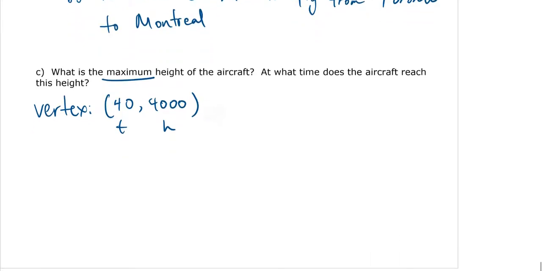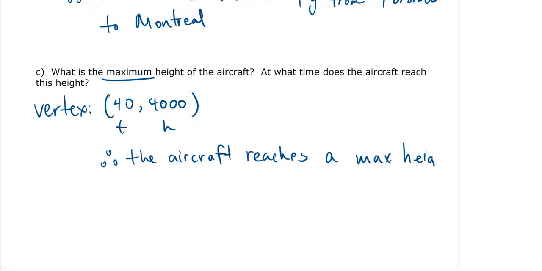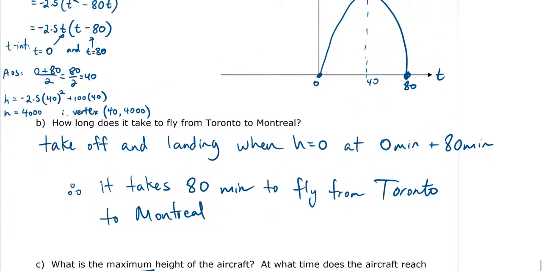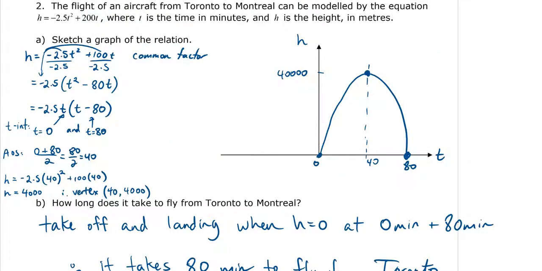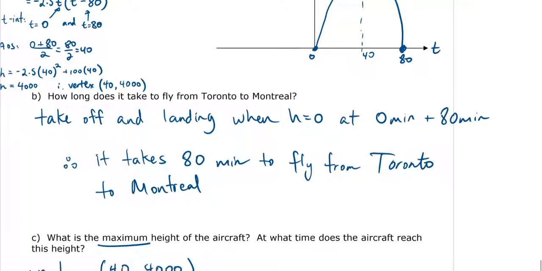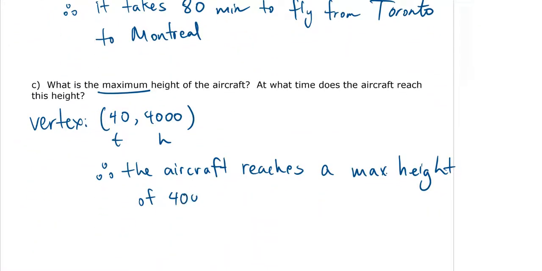And so we could say the aircraft reaches a maximum height of 4,000. Oh, I made a mistake up here. It's not 40,000, it's 4,000 meters. So I just correct the graph there, 4,000. The aircraft reaches a height of 4,000 meters at 40 minutes into the flight.